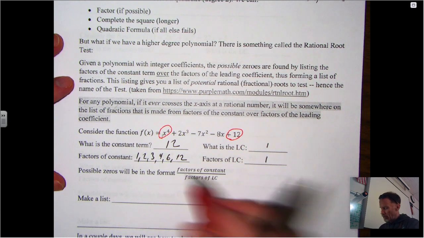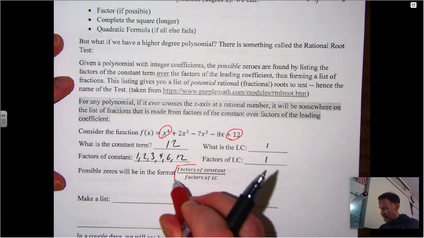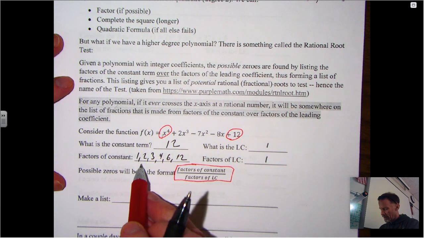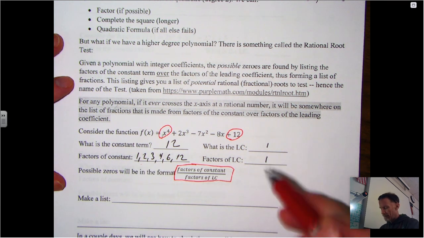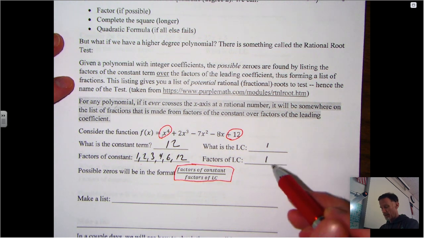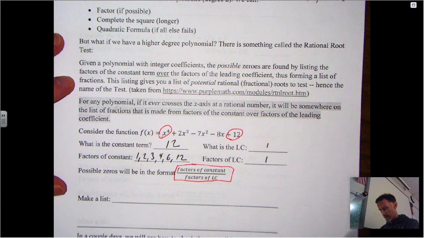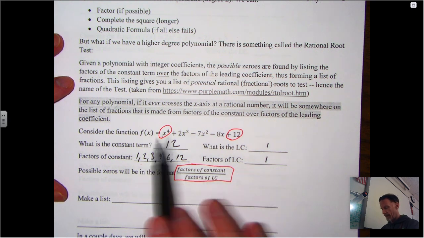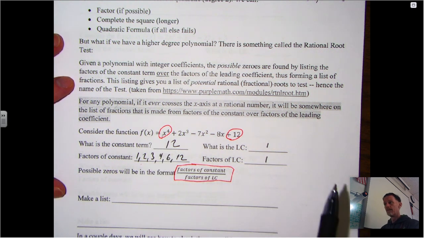And then what we do, we're going to make a list in this kind of format. So every factor of the constant is going to be over every factor of the leading coefficient. Now, in this case, my LC is just 1, so there's only that one factor. So this is going to be a pretty short list. But in the examples we'll do in a couple of minutes, we'll see the list can get longer if there are more factors, if the LC is something other than 1. Okay.